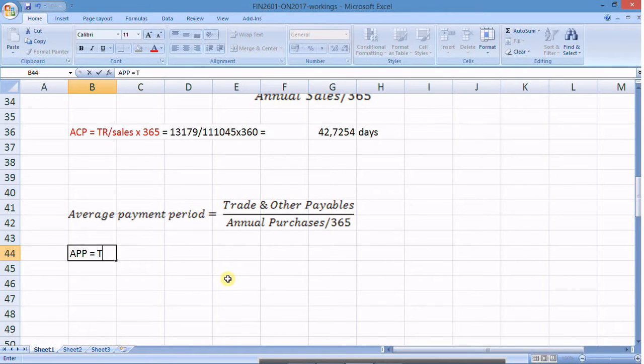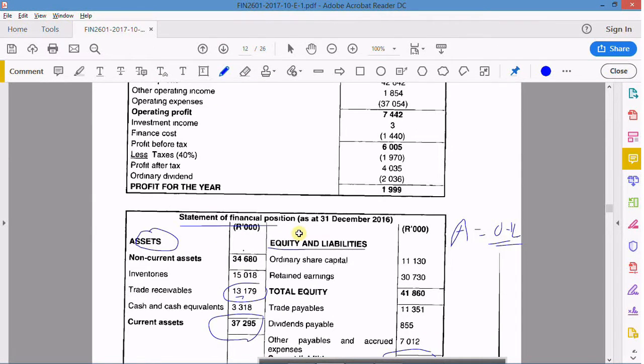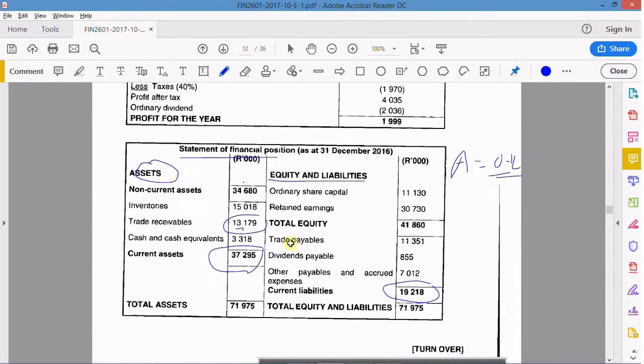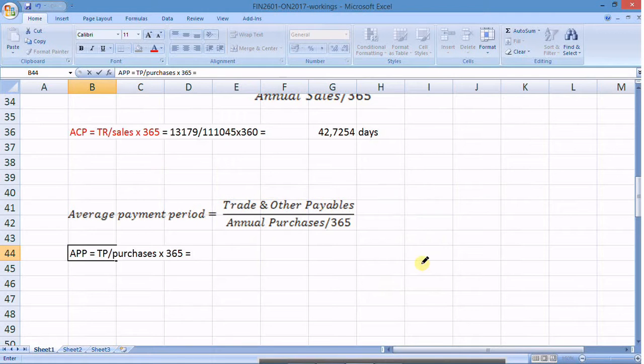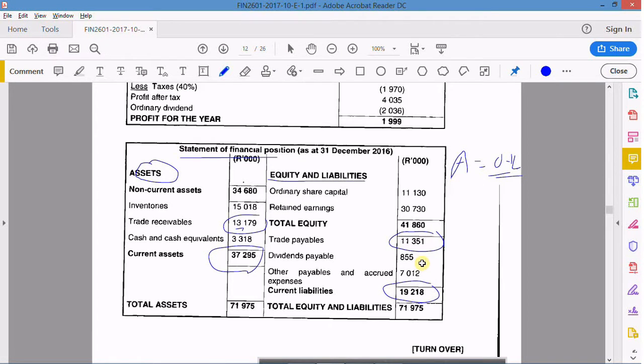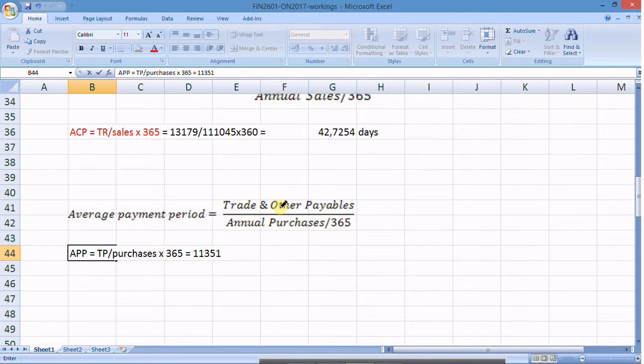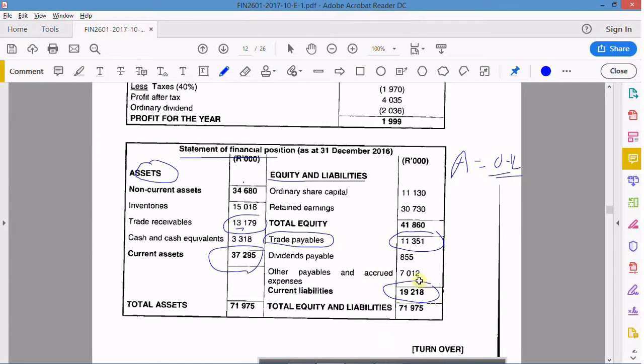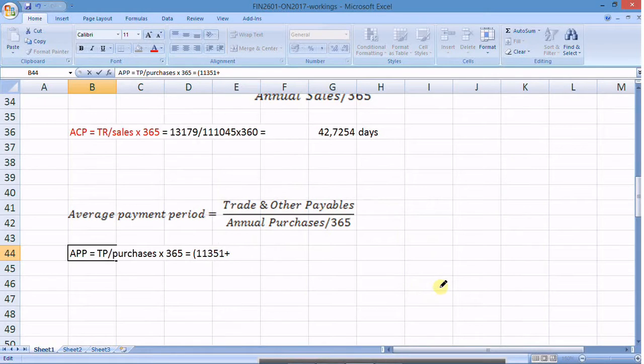Average payment period, same thing. Trade payables divided by purchases times 360, instead of divide over divide. Equals. Trade payables, sorry, there: 11,351. And other payables accrued, it's going to be 702. No, you only use the trade payables. Because it says trade and other payables. Okay, fair enough. So it's correct. It's trade and other payables, so we need to add other payables.